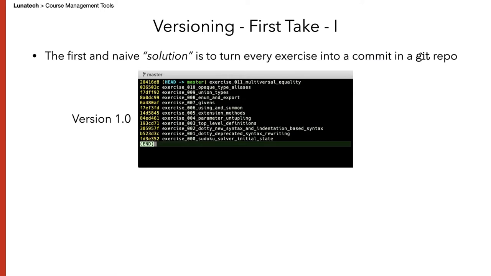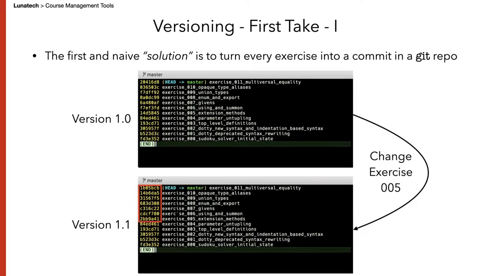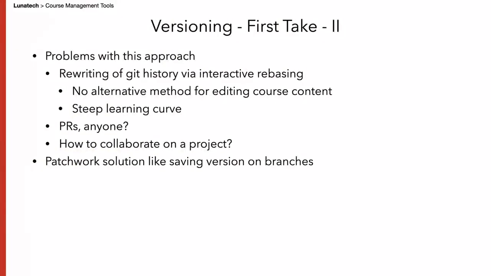That's fine if you never need to change the content of your course. But suppose this is version 1.0, and you change something in exercise 5. Now you have to rewrite history, right? You have to apply a change in 5, and as a consequence, most of the history is rewritten. And that's not good, obviously, because it has a number of real big disadvantages. You have to use something called interactive rebasing, which constitutes a steep learning curve for most people. So it's not easy to apply if the only thing you want to do is build a course.